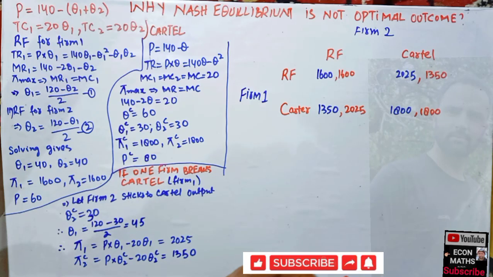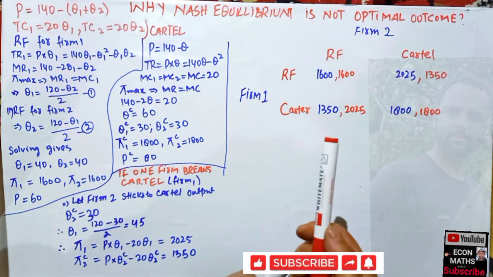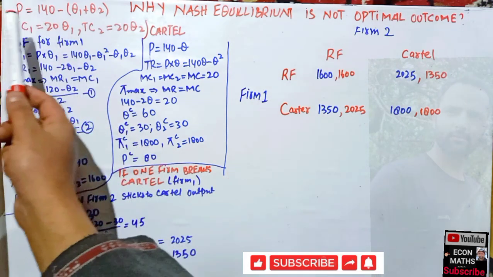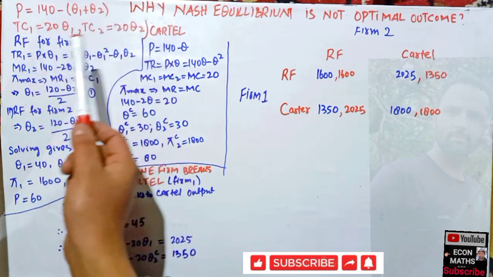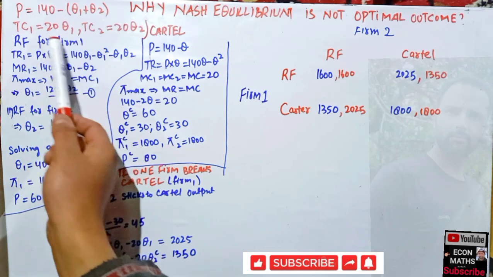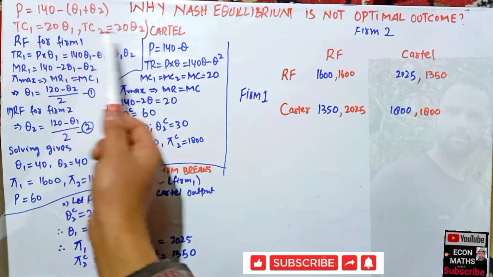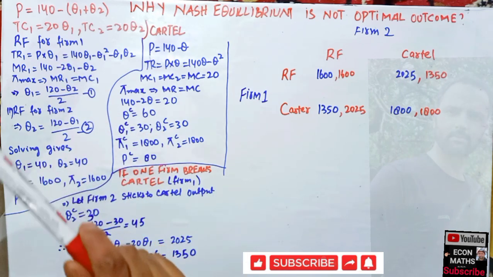This video is the continuation to the earlier video where I have explained why Nash equilibrium is not the optimal outcome. The question was like this: we were given the industry demand function, and two firms, firm 1 and firm 2. Their cost functions were: total cost for firm 1 was 20q1, total cost for firm 2 was 20q2. First we solved for the Cournot Nash equilibrium.